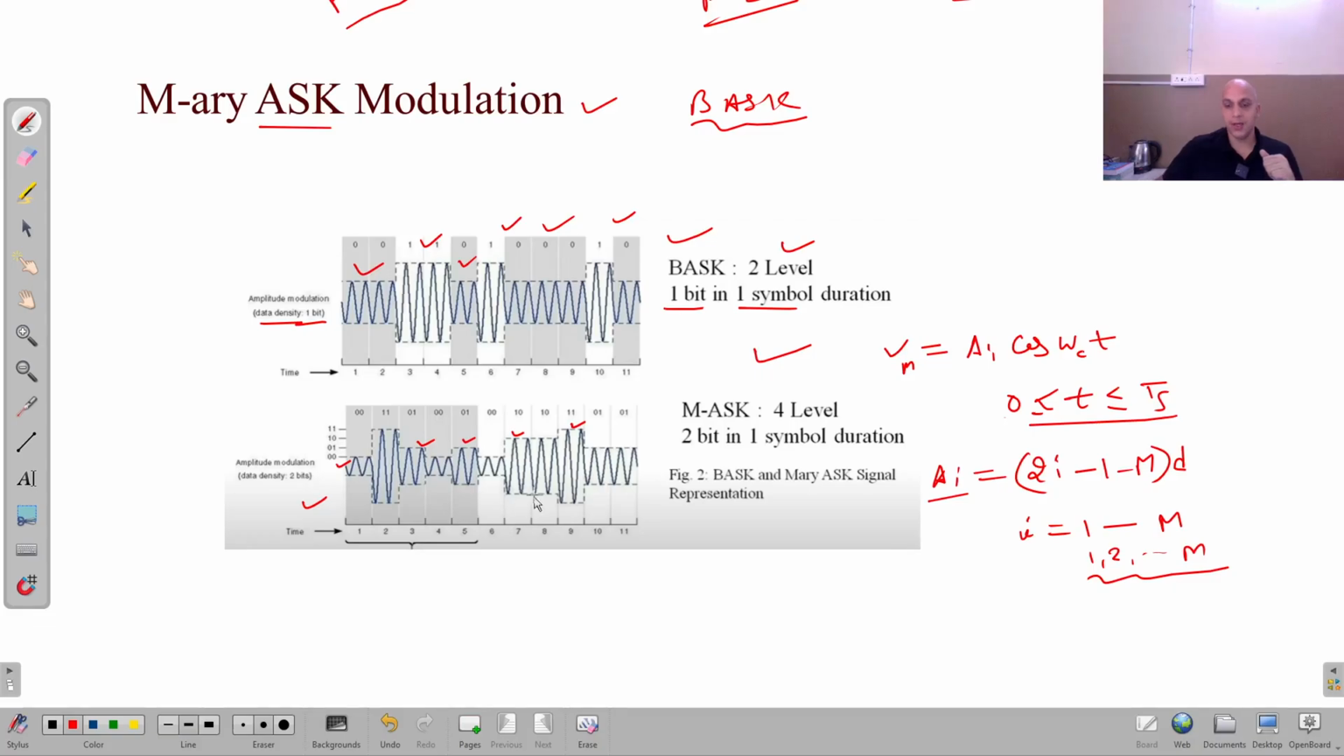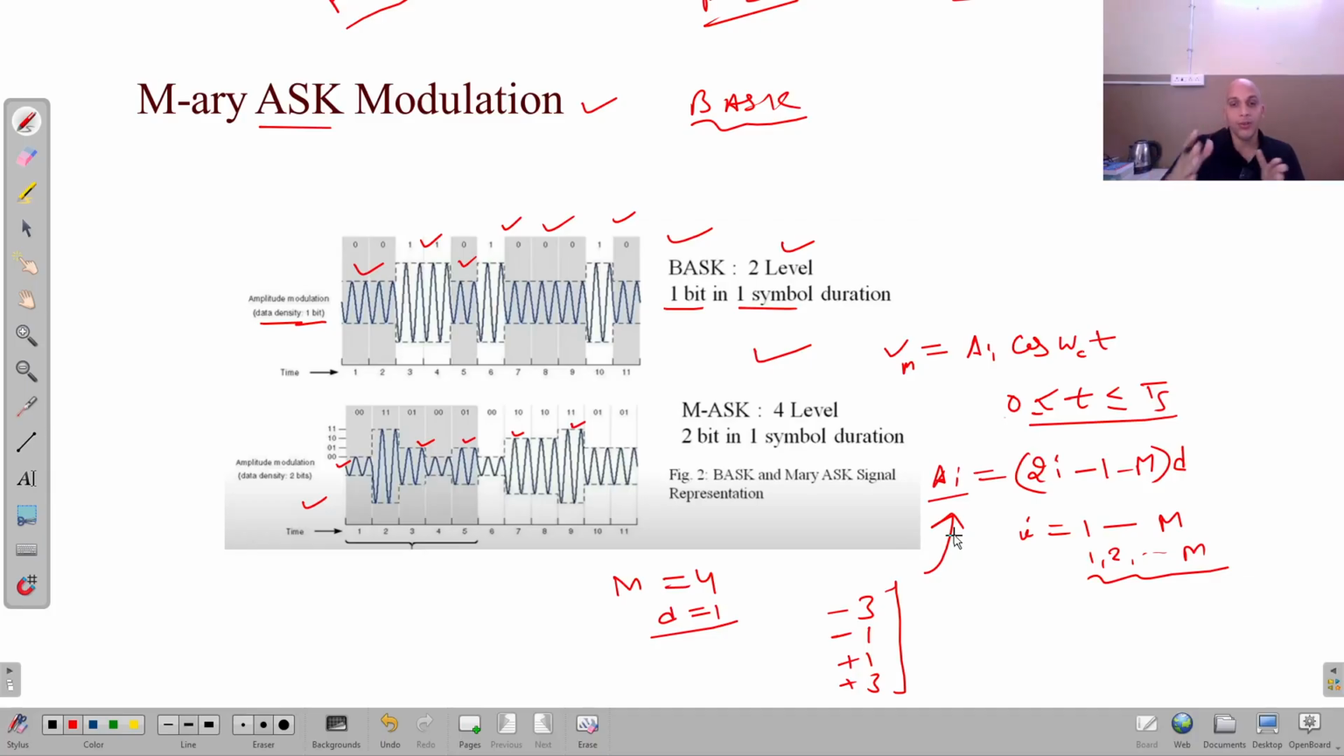Now let's consider that we are taking M is equal to 4 and d is equal to 1. d stands for the difference between the adjacent samples. So in this case, with d equal to 1, I am left with 2i minus 1 minus 4. If I put i is equal to 1, 2 minus 1 is 1, 1 minus 4 is minus 3. Then for i equal to 2, 2 twos are 4, 4 minus 1 is 3, 3 minus 4 is minus 1. Similarly, the next will be plus 1 and plus 3. So these are the 4 different amplitude levels.